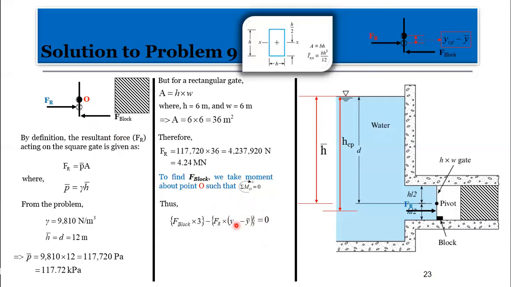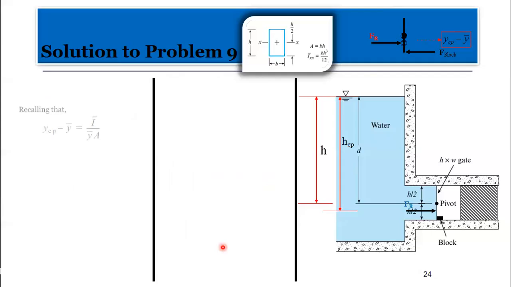Okay. So all we need to know now is how to find what? YCP. So if I'm able to find YCP minus what? Y bar, I'm good to go. So making F block the subject, I have this formulation. Okay. Now let's move on to the other part. Recalling that YCP minus Y bar is equal to this formulation.